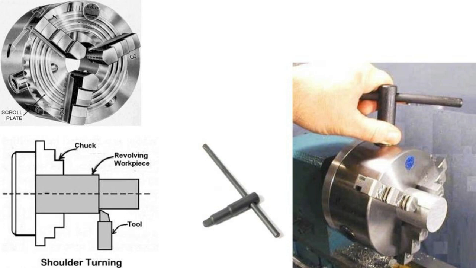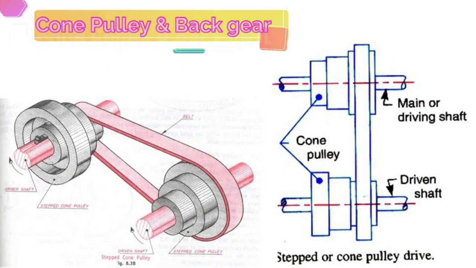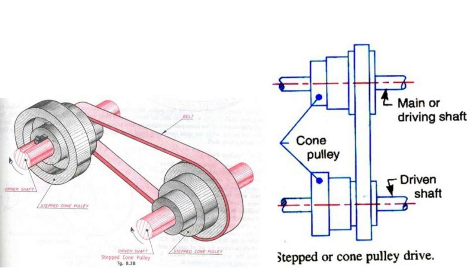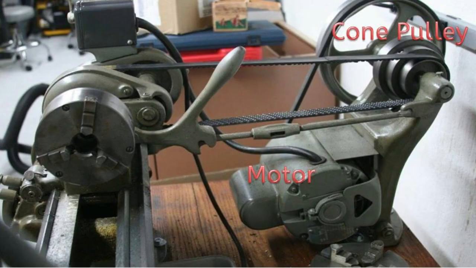Motor speed cannot be varied, but different machining operations need different speeds, and hence a speed varying mechanism like cone pulley or back gear must be used. Cone pulley drive is used to vary the speed of the spindle. It is an open belt drive with stepped pulley arrangement.